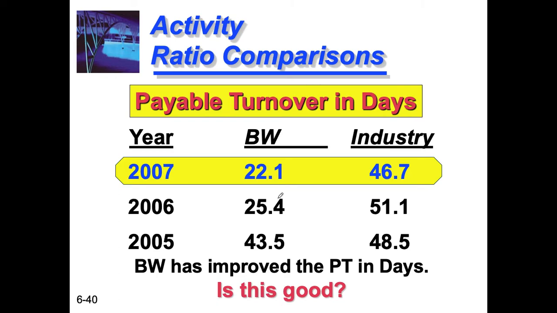Now this one is the activity ratio comparison. Payable turnover in days in 2007 for BW is 22.1 and the industry average is 46.7. BW has improved the payable turnover in days from 43.5 to 22.1. Is this good? Hmm. What is your opinion? Yeah, I think it's better.